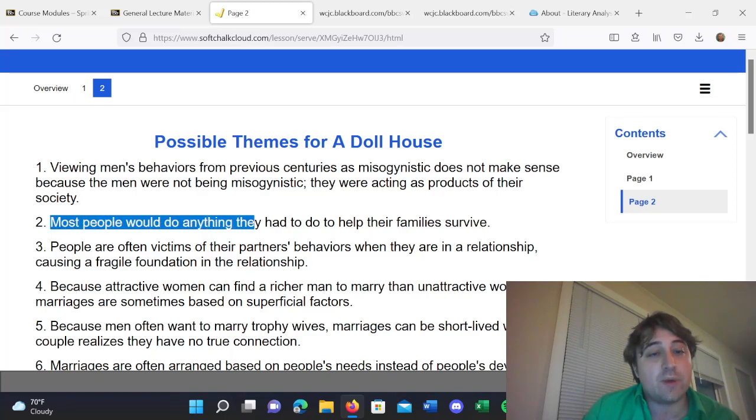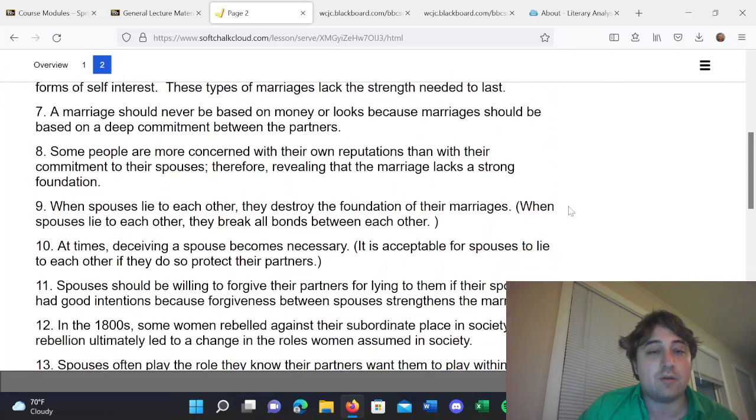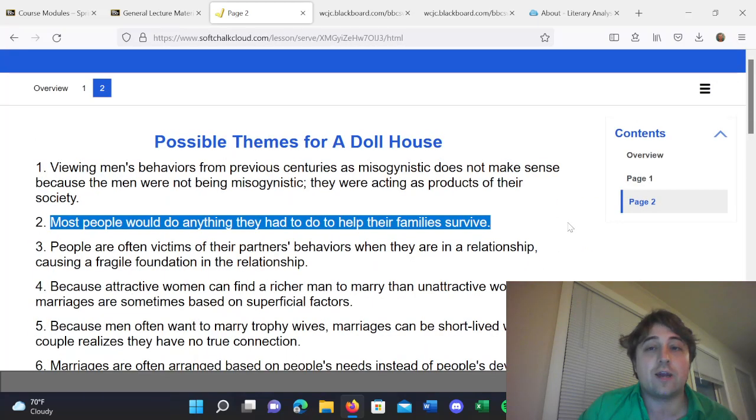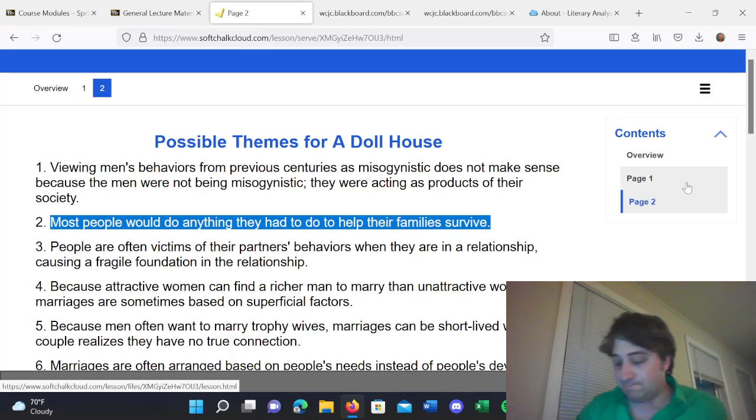Number two, most people would do anything if they had to help their families survive. So this one could apply to our plays, right? We could ask whether in Fences the characters do this, or whether in A Raisin in the Sun the characters do this. So you can do that with any play, and you can do that with almost any question, right? Try to apply the question to the play and see if you can get some interesting result, especially if you're having trouble figuring out a research topic on your own, right?